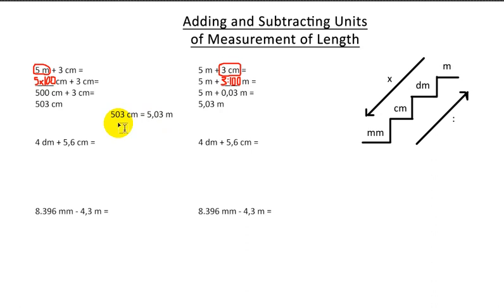503. So these are equal, meaning that it doesn't matter if I chose this or if I chose this, the value of my result is the same. The only thing that changes is the unit of measurement that I get my answer in, centimeters or meters. Okay, let's move on.